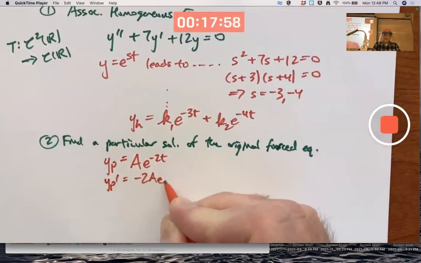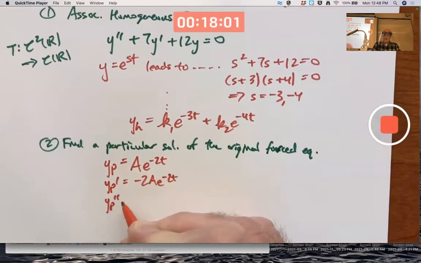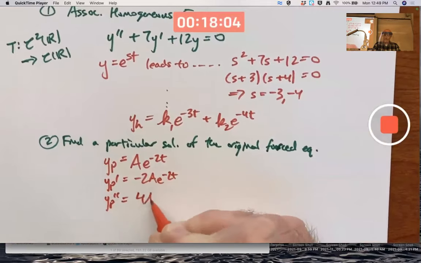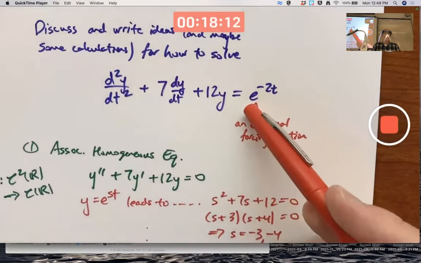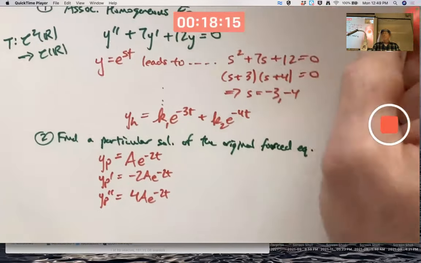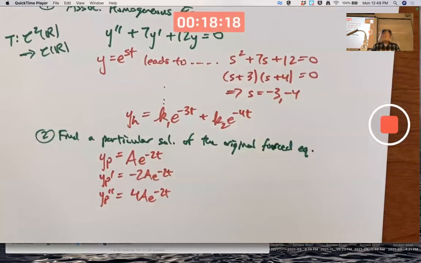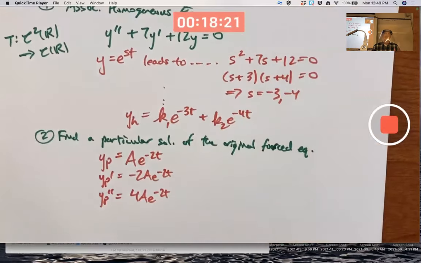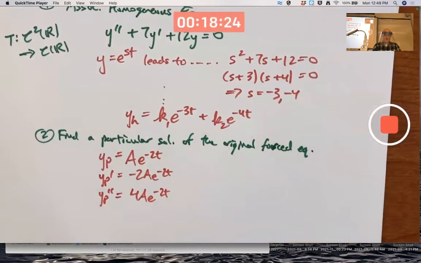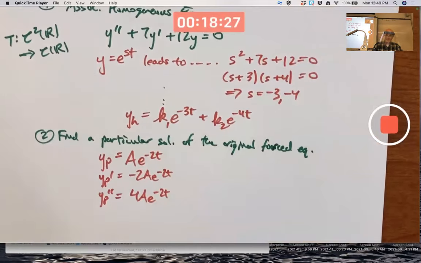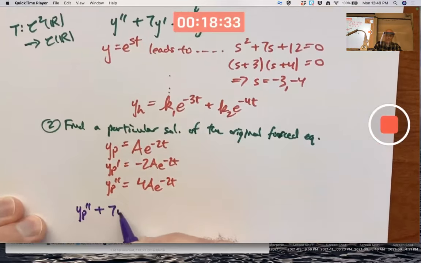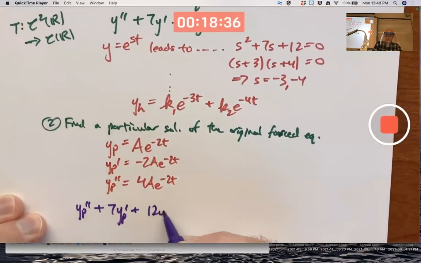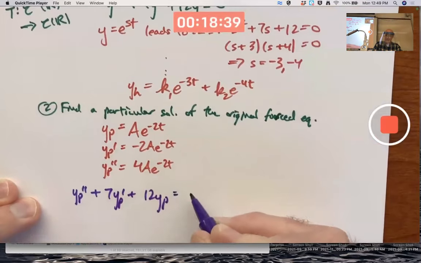Differentiate that twice with the chain rule. Plug it into the original non-homogeneous equation on the left side, set it equal to the right side, see if you can solve for capital A. It's possible you won't be able to solve for capital A. It's possible this is a bad guess in theory, but in practice, I know it's a good guess. It will work. So I'm plugging it into the left-hand side of the original differential equation. There it is. Plug it in.